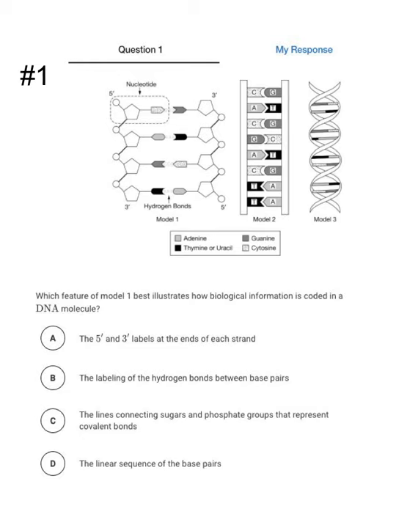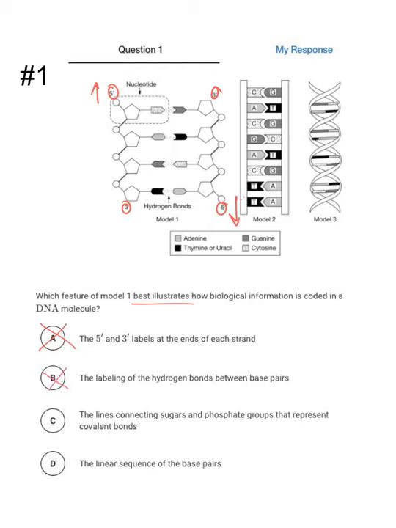All right, for number 1, which feature of Model 1 best illustrates how biological information is encoded on a DNA molecule? So we're really looking at which one best illustrates coding, okay? It is not A. Why is it not A? You can see the 5' and 3' labels at the end of each strand. However, these don't show how biological information is coded. These just show directionality. So this shows that DNA is always arranged in an anti-parallel orientation, but that does not indicate coding information.